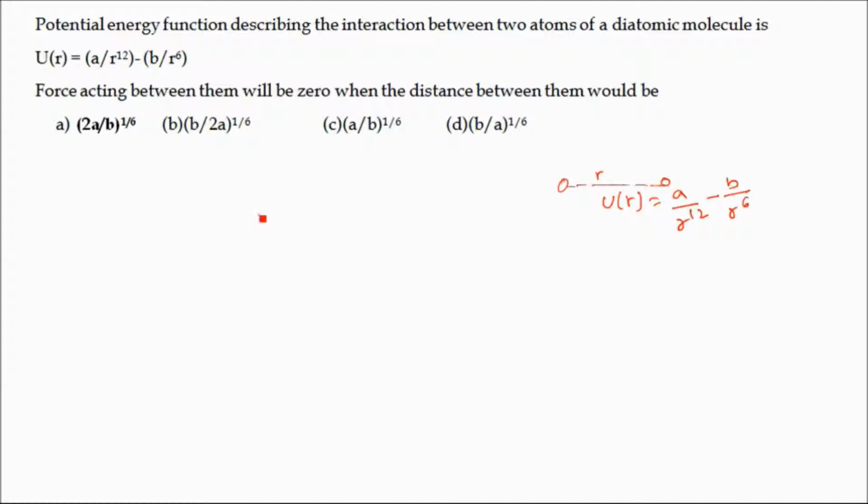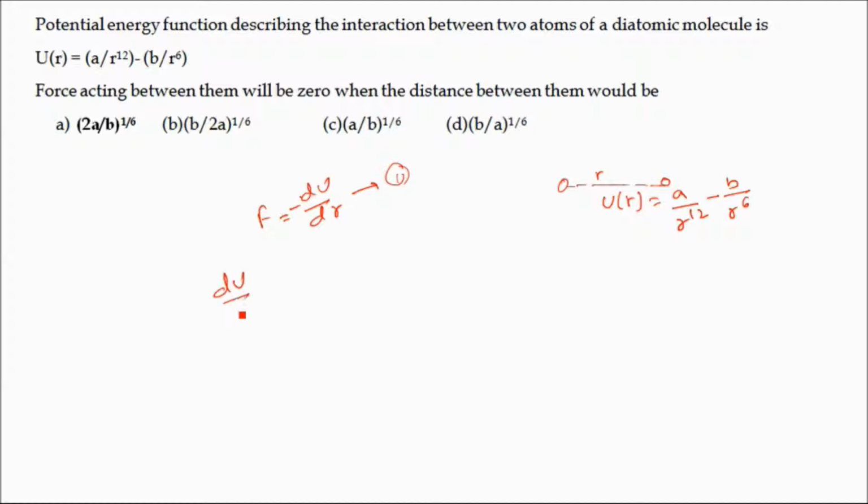So as we know that the force is a function of r, if the potential energy is a function of r, then the force is equal to minus dU by dr. So we will use this formula to get the value of force between these two, and we will equate the force equal to 0. So if I differentiate U with respect to r, what value will we get?